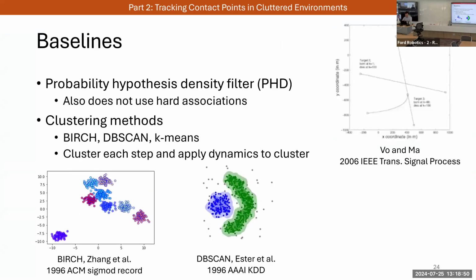So to briefly introduce the baselines that we'll compare against, they're mostly split into 2 classes. One is the probability hypothesis density filter, or the PHD filter. They also do not use any hard associations between the objects and the contacts. The other is a family of clustering methods depicted below here. The idea of these is that we cluster at each step and then apply dynamics to the clustered set of points. And all of these methods are tuned on the same training set that we use for hyperparameter tuning.